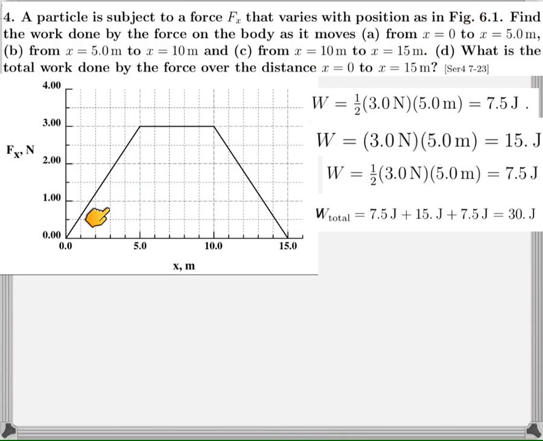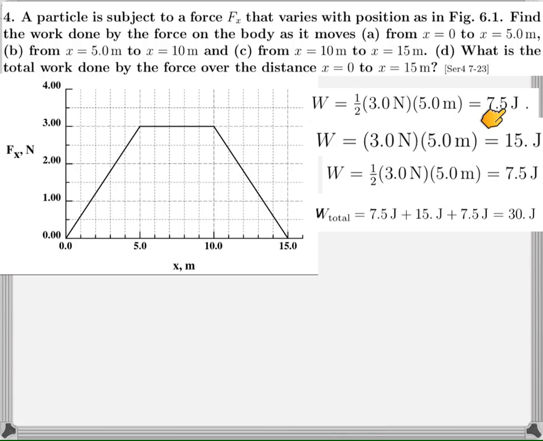So what you do is, in fact, you calculate the area of this right triangle, this section, okay? So it's nothing but 1/2 times 3 times 5 meters, because the height of the triangle is 3, and one of the sides is 5, so I multiply this and take the half. 7.5 joules for the first part.